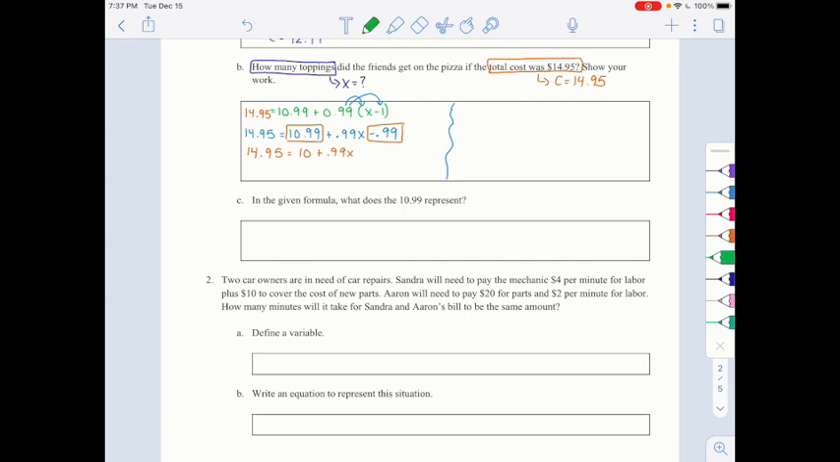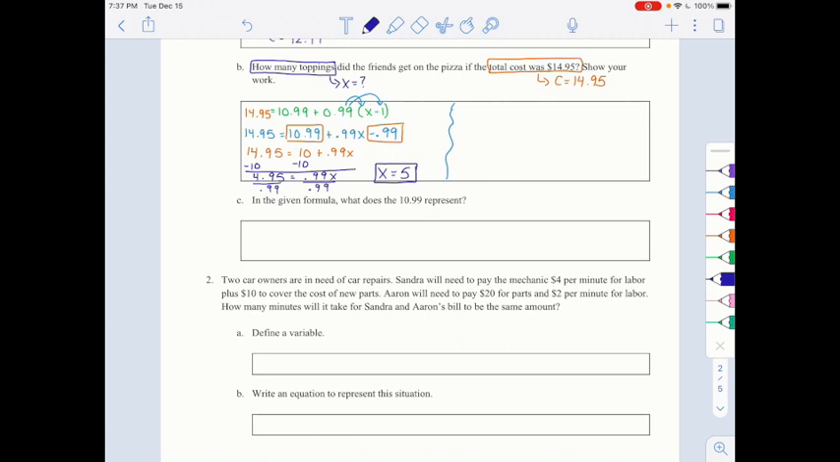I can then subtract 10 from both sides to get 4.95 equals 0.99x. Divide both sides by 0.99. And let's see what that gets us. So 4.95 divided by 0.99 is 5. So they got 5 toppings on the pizza.